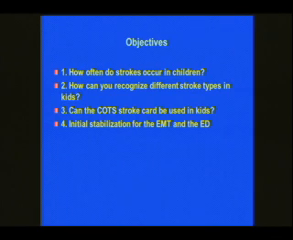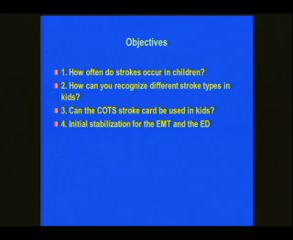I'm going to go through some epidemiologic data to make the argument that strokes in a certain age range in children are not that uncommon. And then I'm going to go through some basic background, and I think a lot of you are going to be familiar with this material, that talks about how you recognize different stroke types and what the differences are in children as opposed to adults.